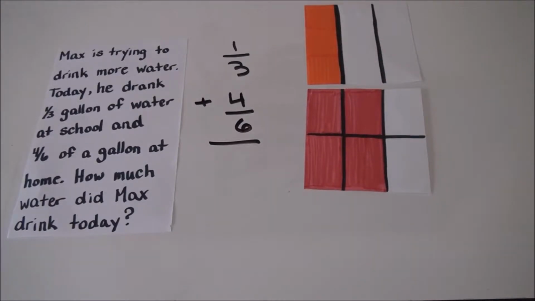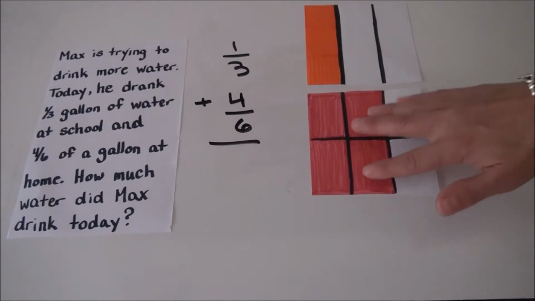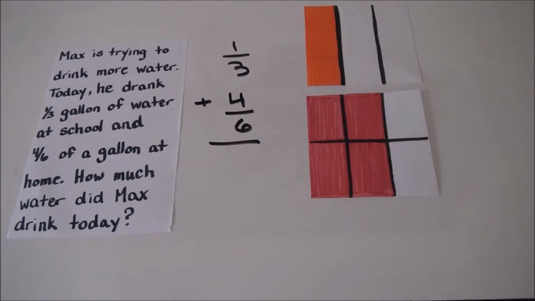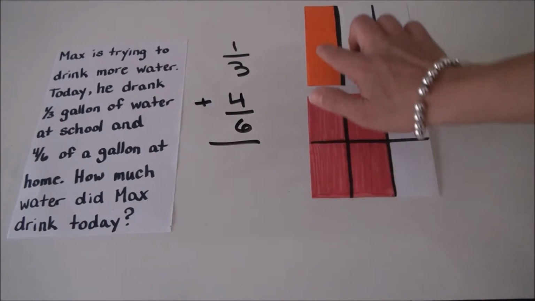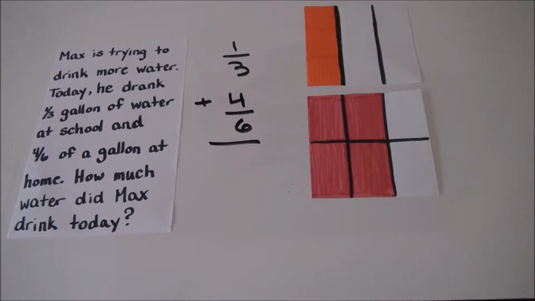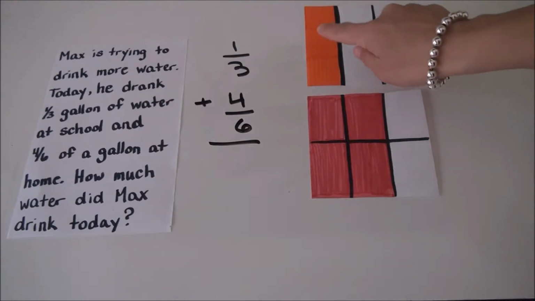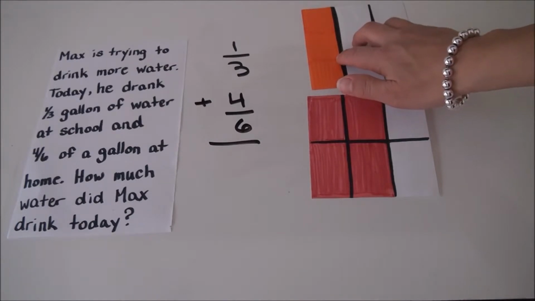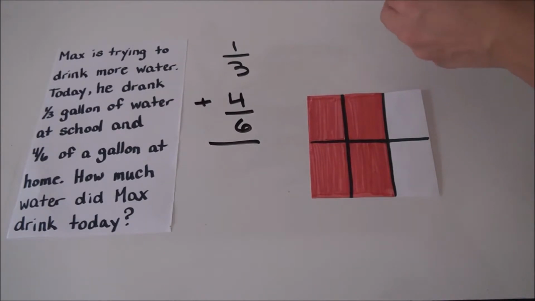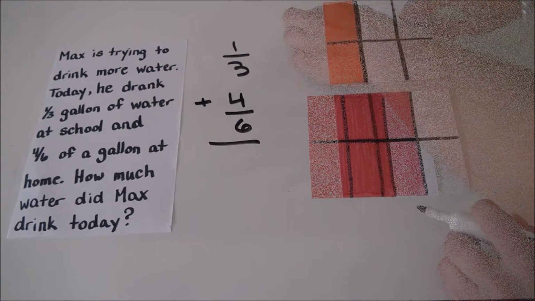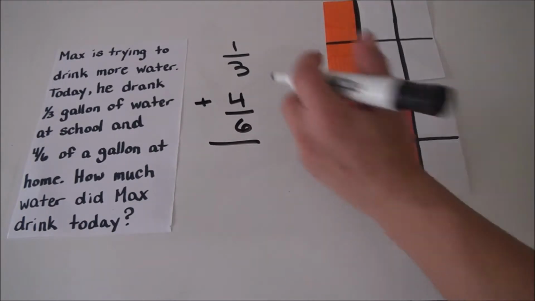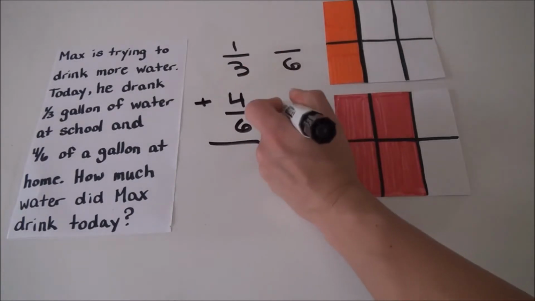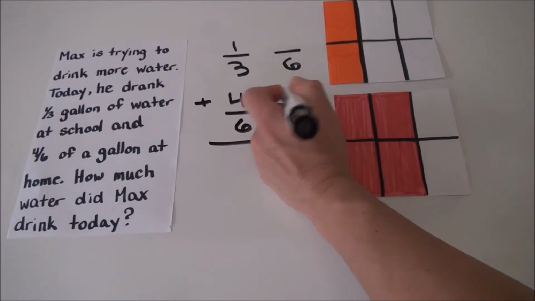As we prepare to add, we notice that all of these pieces are not sixths, nor are they all thirds. Before we add, we need to find a common name, a common denominator. I know that 6 and 3 are related. In fact, I know 6 is a multiple of 3. Let's see. If I double the parts in this fraction, 1/3, my denominator will change from thirds to sixths. Now, 6 is my denominator. 6 is my common denominator.